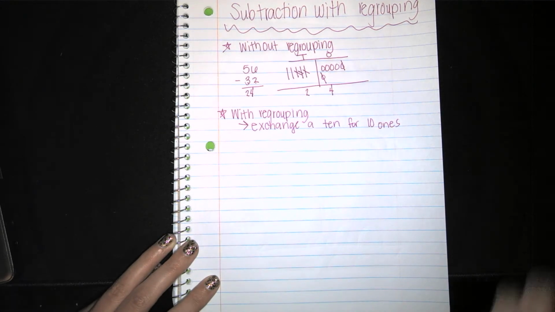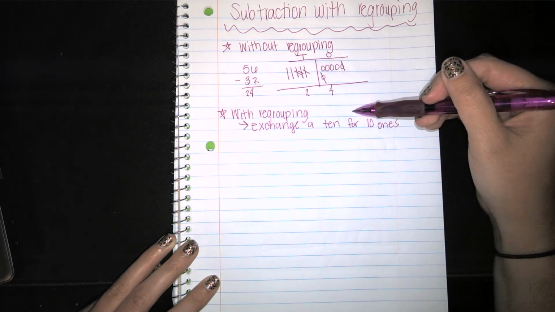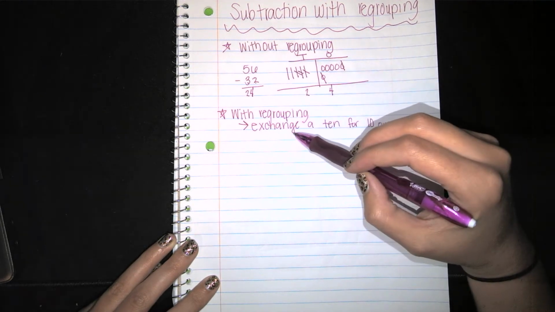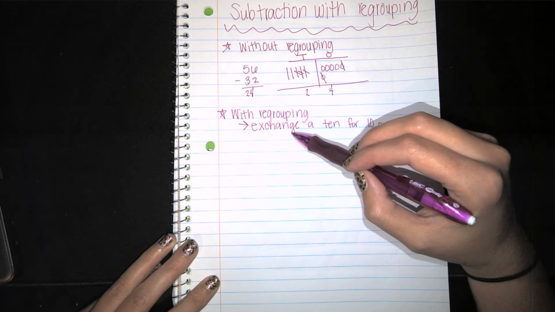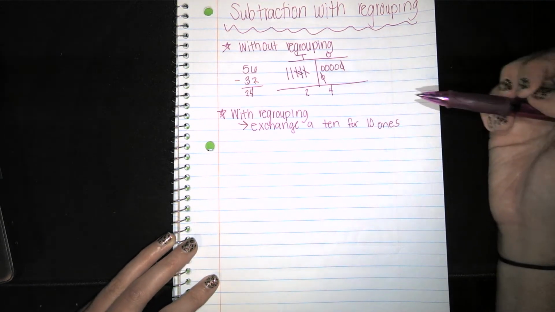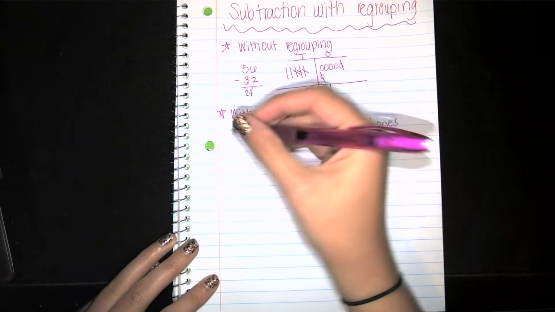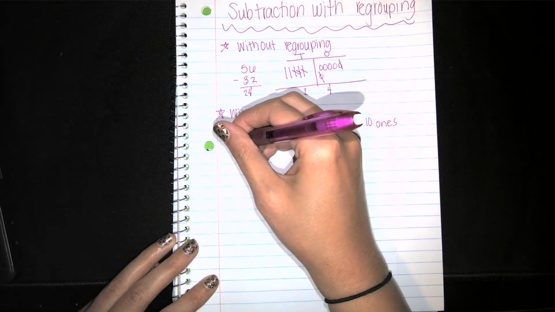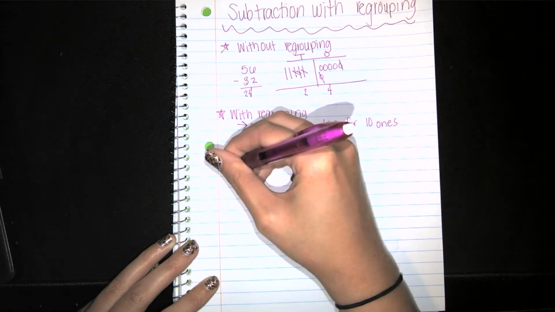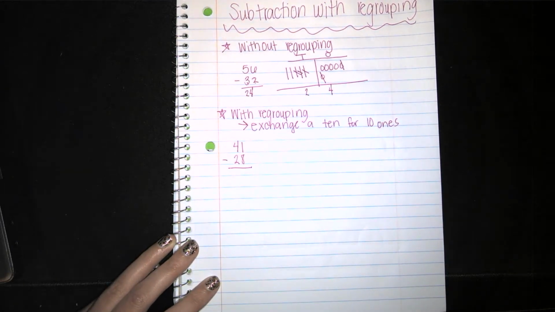Now we're going to do a problem where we are going to use regrouping. There will be regrouping here. And what that means is I'm not going to be able to solve it without exchanging a 10 for 10 ones. Now let me show you what I mean by that. For example, let's say I'm doing 41 minus 28. Seems pretty simple, right?